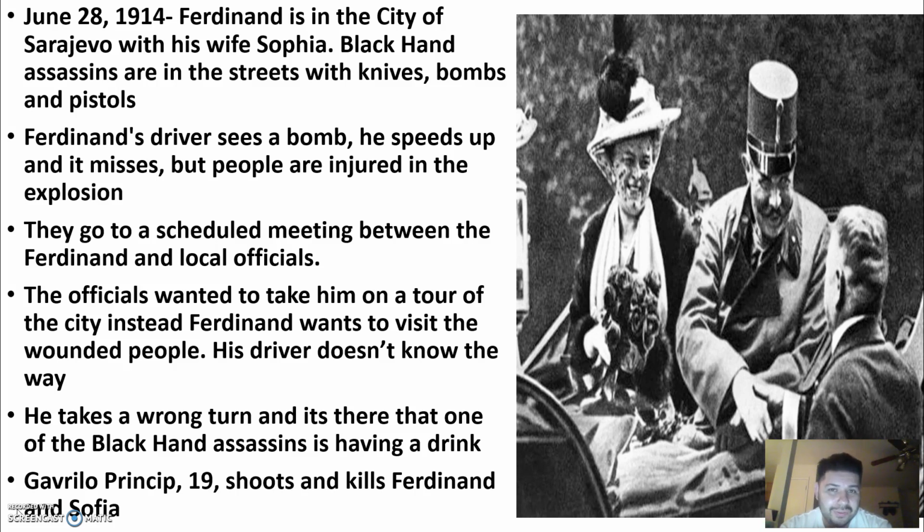Now he's only 19 years old, and the thing is, as soon as he sees Ferdinand, it's like, wow, there he is. Oh man! And so he takes out his gun and he shoots. Pop, pop, pop, pop, pop. He shoots Ferdinand a couple times, and Sophia as well. They both die within an hour. They do not live, and it's their death, especially Archduke Ferdinand's, that really is the beginning of World War One.